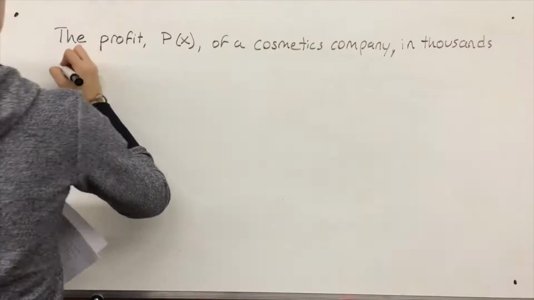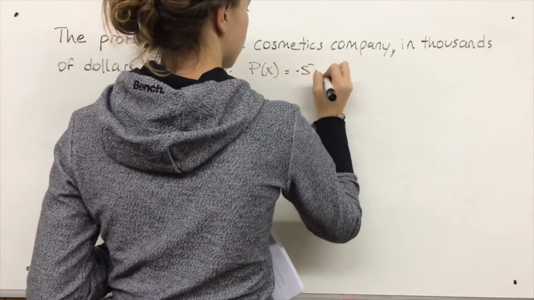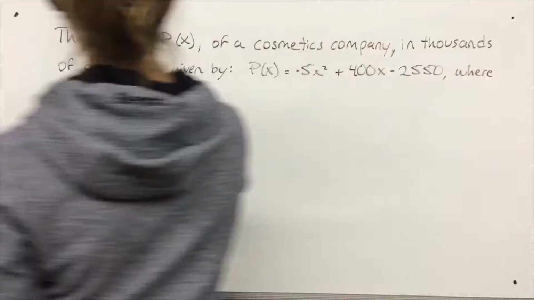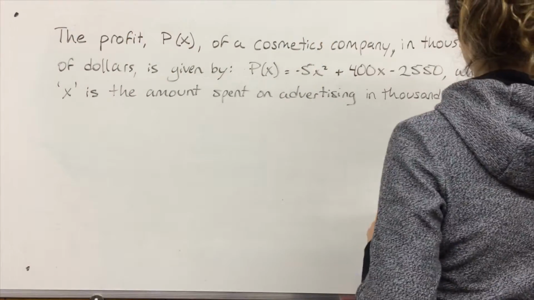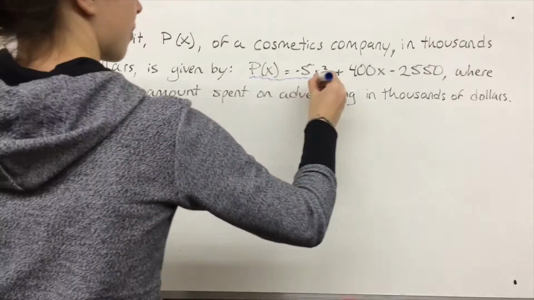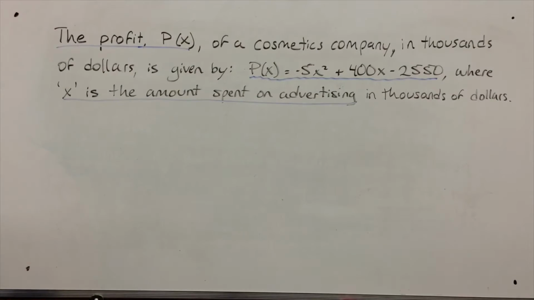The profit, P(x), of a cosmetics company in thousands of dollars is given by P(x) = -5x² + 400x - 2,550, where x is the amount spent on advertising in thousands of dollars. This part of the question gives you a quadratic function to model the relationship between how much money the company is making versus how much money they spend on advertising. To get a better picture, let's look at what this quadratic looks like on a graph.